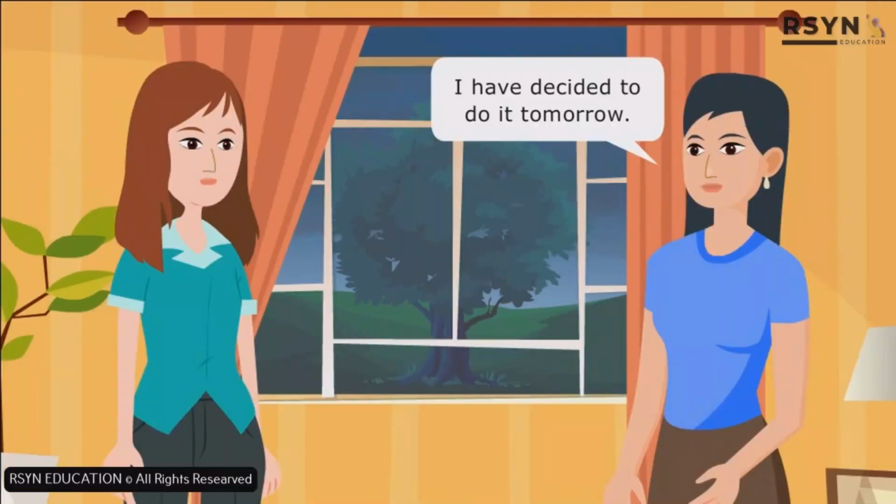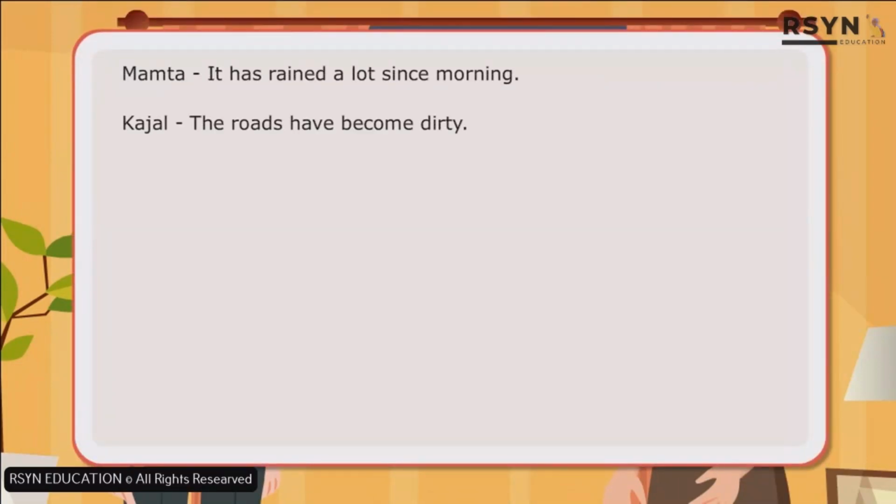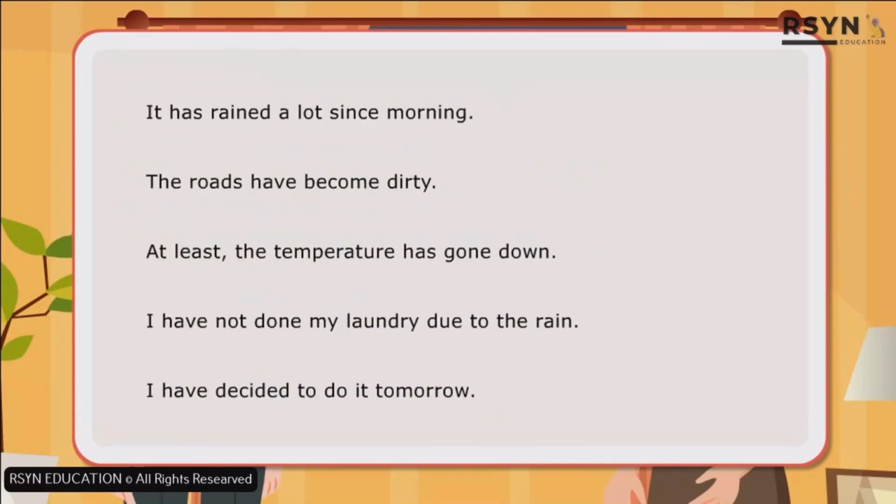In the dialogues, the ladies have used present perfect tense to talk about something that began in the past, has continued up till the present moment, and its effects are felt strongly in the present moment. Here are examples of sentences with verbs in present perfect tense.